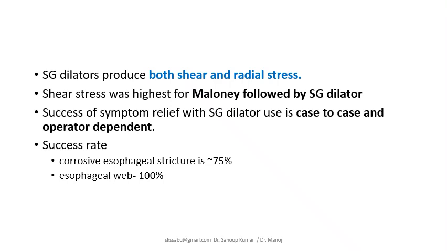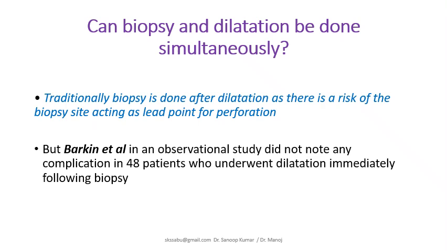Success of symptom relief depends on the case and may vary. For a case of esophageal stricture, we may get only 75% success, but in esophageal web cases, we may get 100% success. And the presence of a small blood streak on the SG dilator indicates that we have successfully dilated.